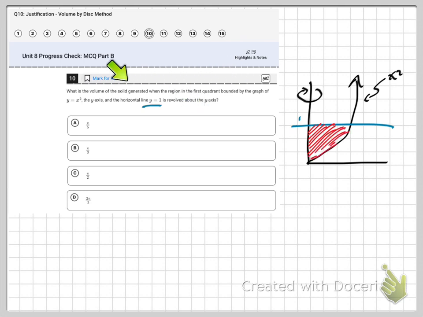Okay, so it's bounded by the graph. Now, it does say it's in the first quadrant. That kind of hinted to me. That's why I only drew the first quadrant right here. I don't need all the other quadrants.